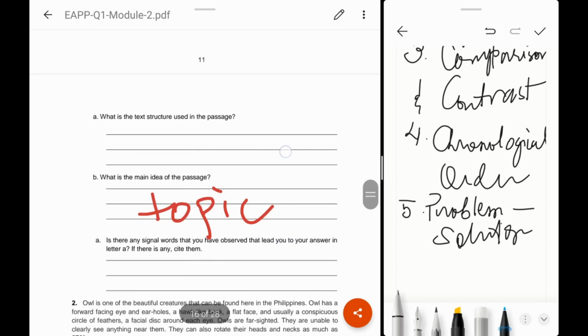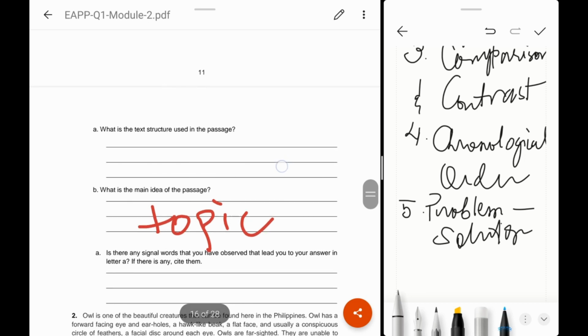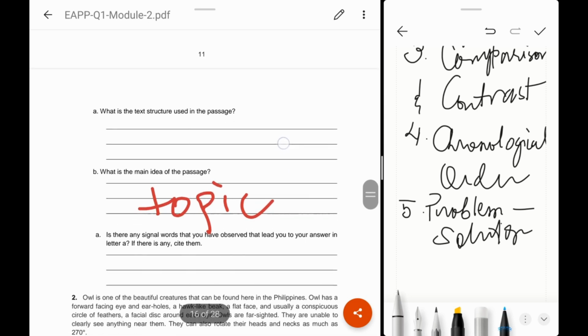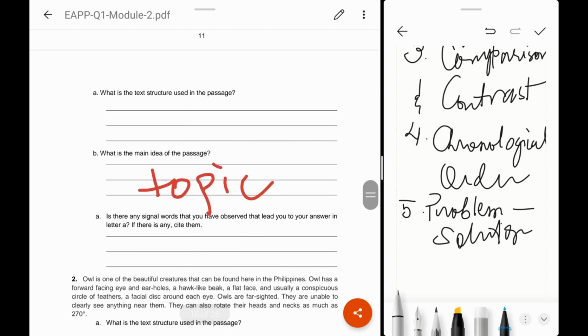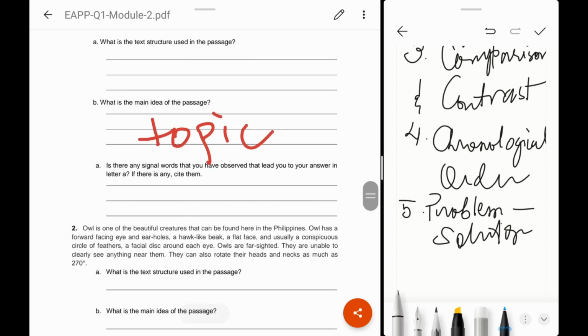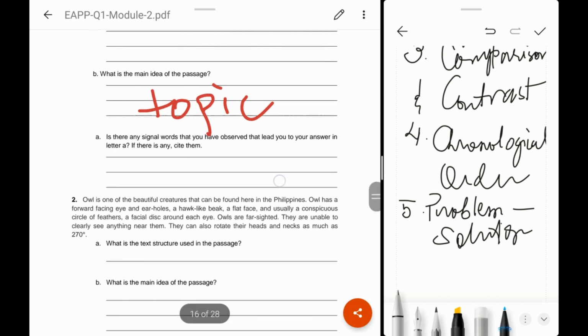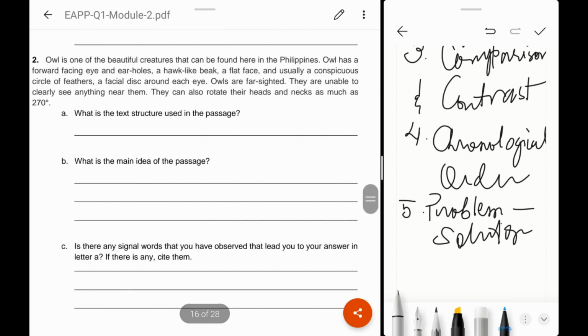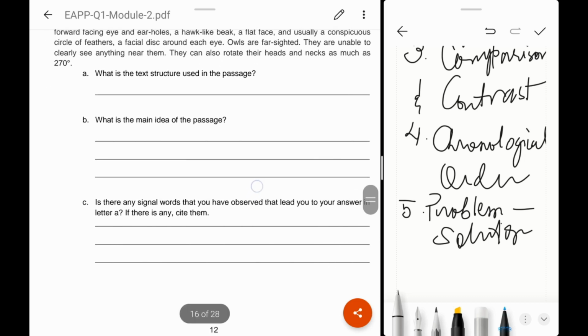So kung ang sagot mo daw dito ay comparison and contrast, paano mo nasabing comparison and contrast? Ano yung mga words na naging signal words mo para masabi na comparison and contrast? Yan. Kung problem solution naman ang sinagot mo sa A, ano naman yung mga words na nakita mo para masabing problem solution yung ginamit doon? Okay? Gets?